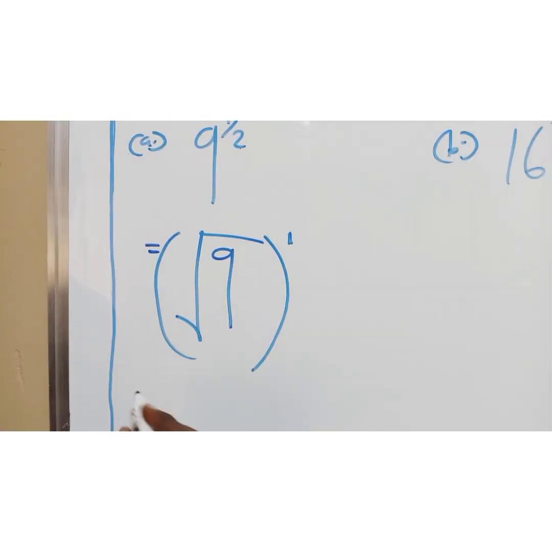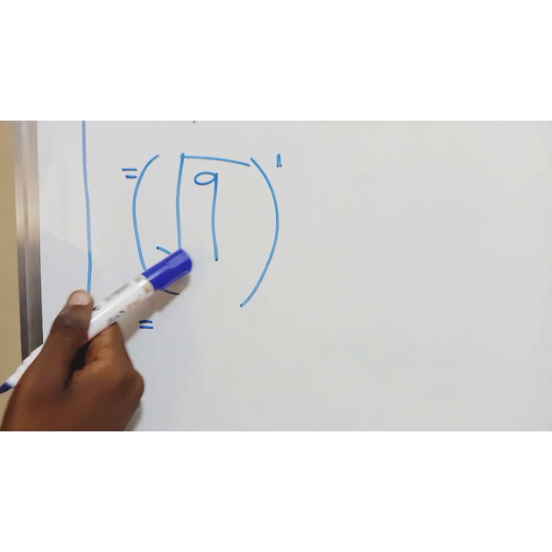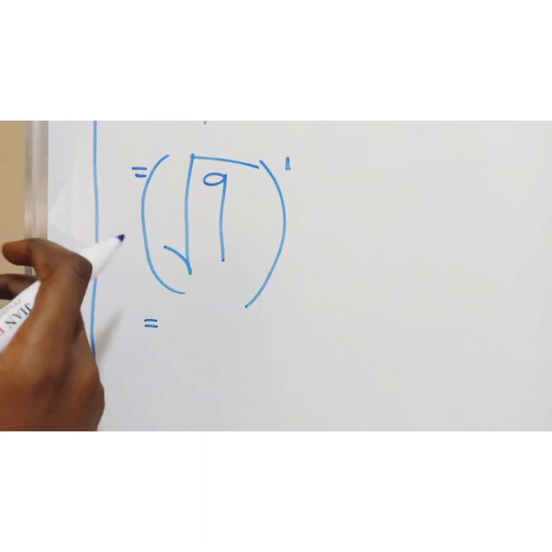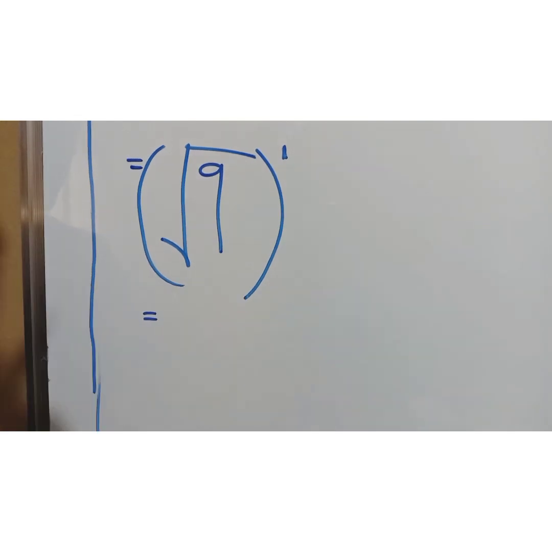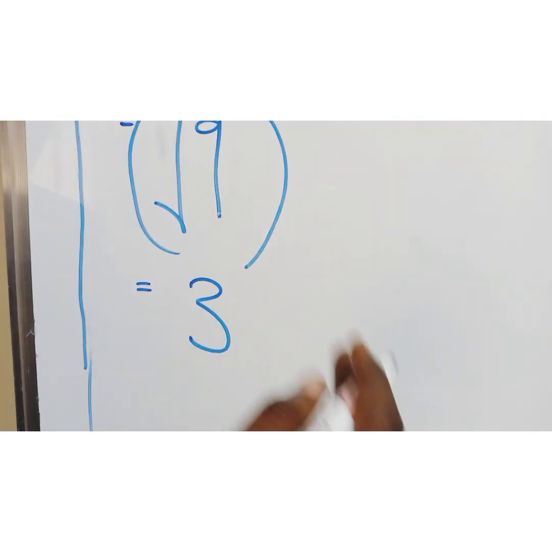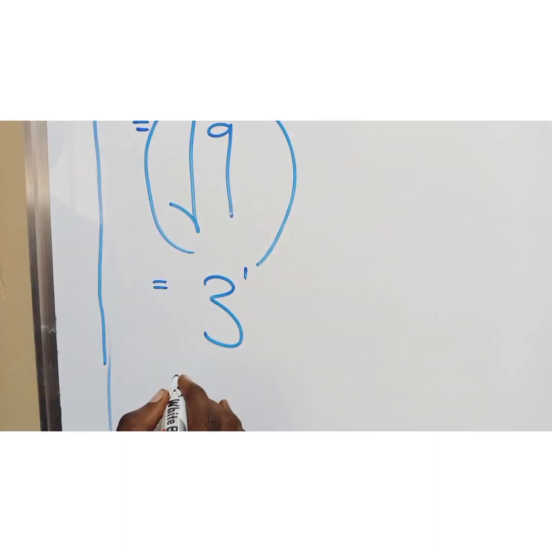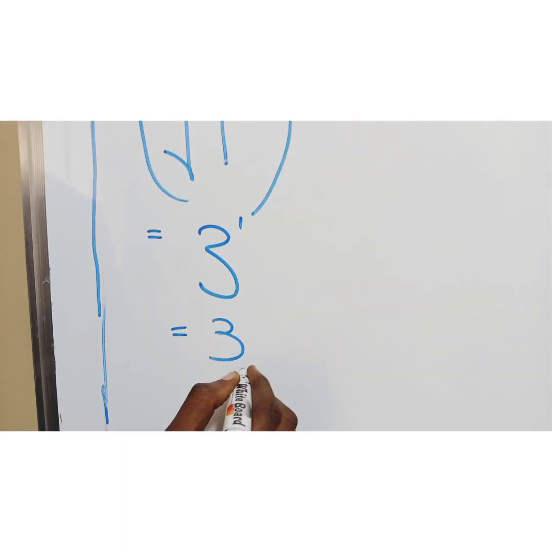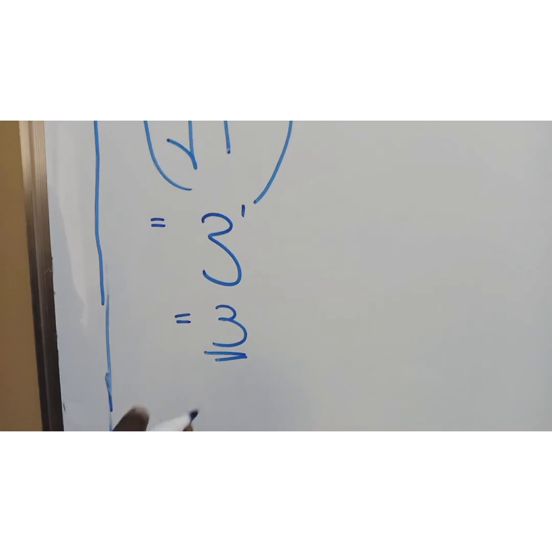Makes sense? Cool. So now, what's the root of 9? Square root means what number, if you multiply it by itself 2 times, will give you 9. Simple. 3, because 3 times 3 is 9. So this will give me 3. Simple as that. I've evaluated.